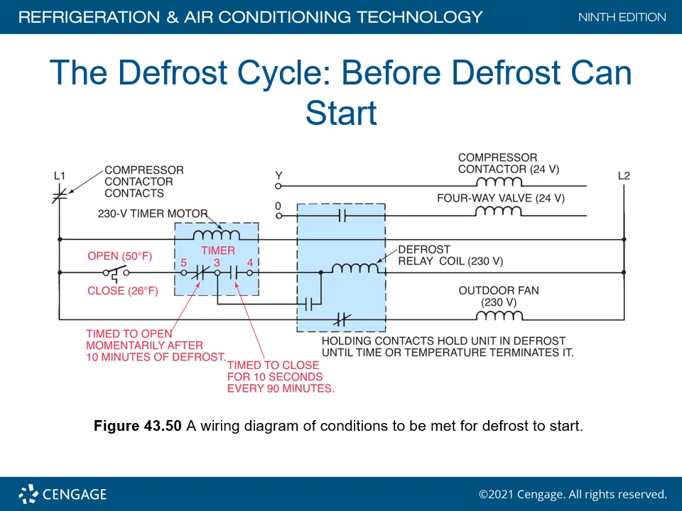So basically two things have to happen. The timer motor will have to say it is time to defrost the coil. However, if the temperature is not cold enough, this thermostat will not close, it'll bypass, and it'll continue to run. But if the timer says it's time to defrost and the thermostat says it's time to defrost, basically we initiate defrost, we shut down the outdoor fan motor, the compressor continues to run, the indoor fan motor continues to run. Now what we're doing is reversing the cycle back to cooling.